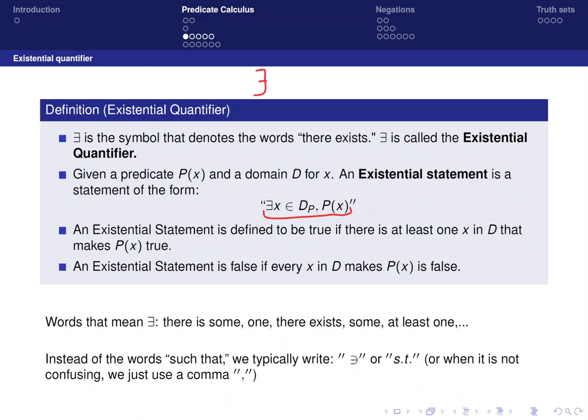An existential statement is true when at least one x in the domain makes it true. And it's false when every x in the domain makes the predicate false.